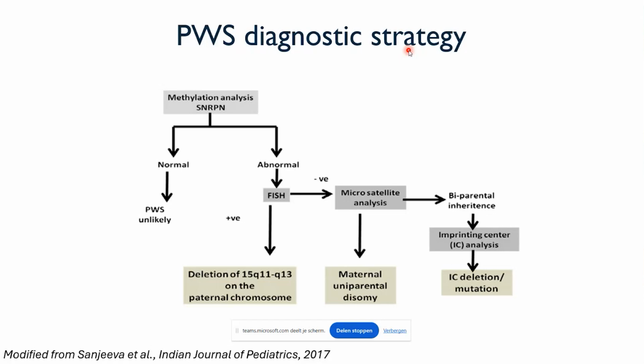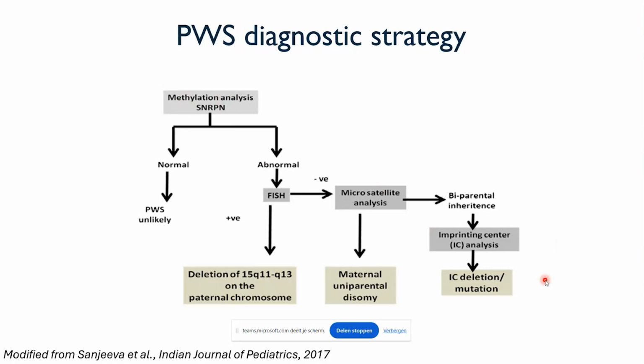So as I said, there are some telltale symptoms when a baby is born, where a doctor might say, I think this child might have Prader-Willi syndrome. And so the first thing they do is a methylation analysis, right? They look at this region of chromosome 15, whether it is methylated, yes or no. And so basically you start with the methylation analysis, then you have a FISH, then microsatellite analysis, imprinting center analysis, and so on and so on.